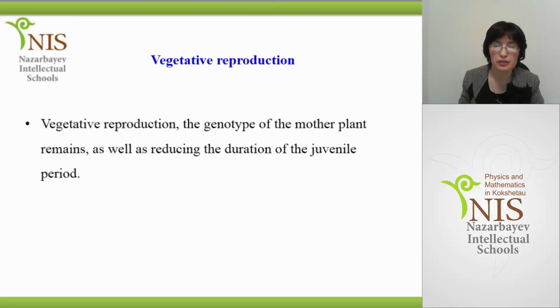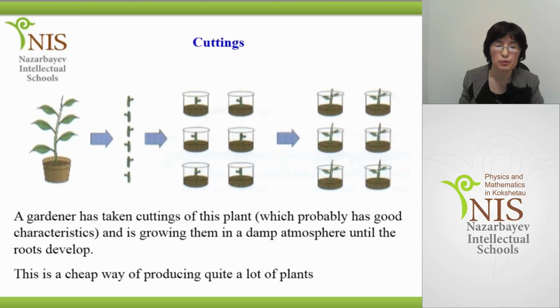And the second way is vegetative reproduction. In vegetative reproduction, the genotype of the mother plant remains, as well as reducing the duration of the juvenile period. A gardener takes cuttings of a plant which probably has good characteristics, and grows them in a damp atmosphere until the roots develop. This is a cheap way of producing quite a lot of plants.